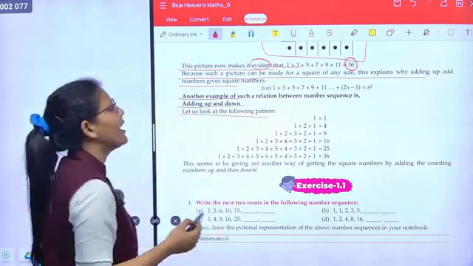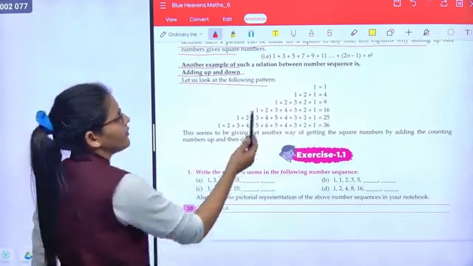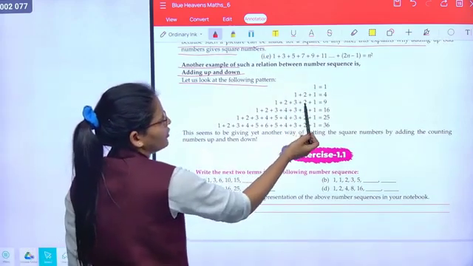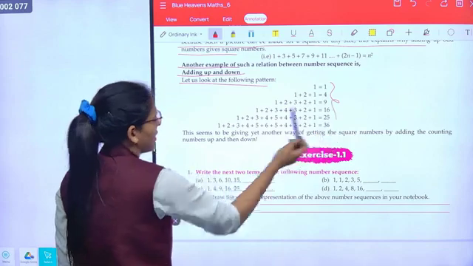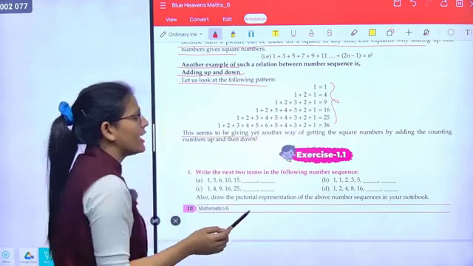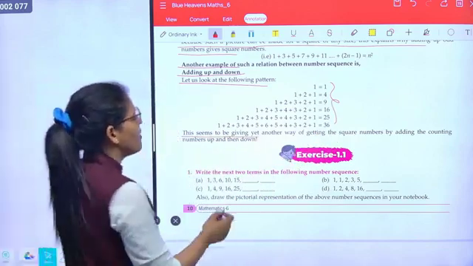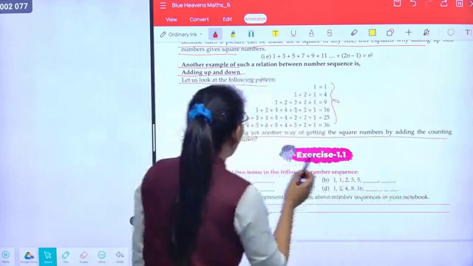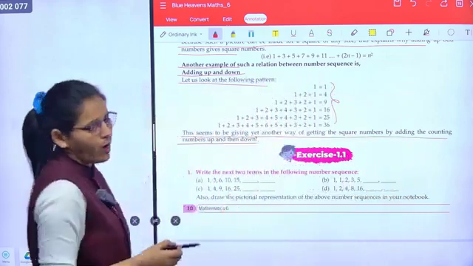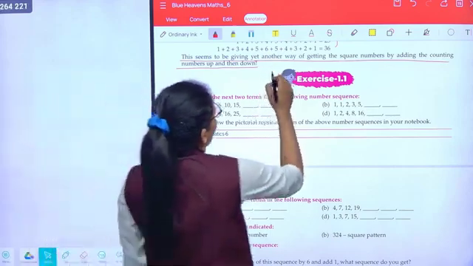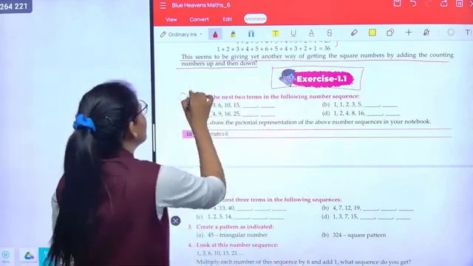Now another example of such a relation between number sequences is adding up and down. Let us look at the following pattern. Plus 1, 1, 2, 1, 1, 2, 3, 2, 1. As you can see here, this seems to be yet another way of getting the square number, by adding the counting numbers up and then down.